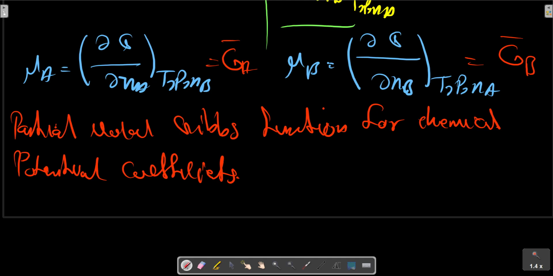The partial molar Gibbs function is an extremely important property in the thermodynamic analysis of chemical reactions. At constant temperature and pressure, it is a measure of the chemical potential, or driving force, that tends to make a chemical reaction take place.